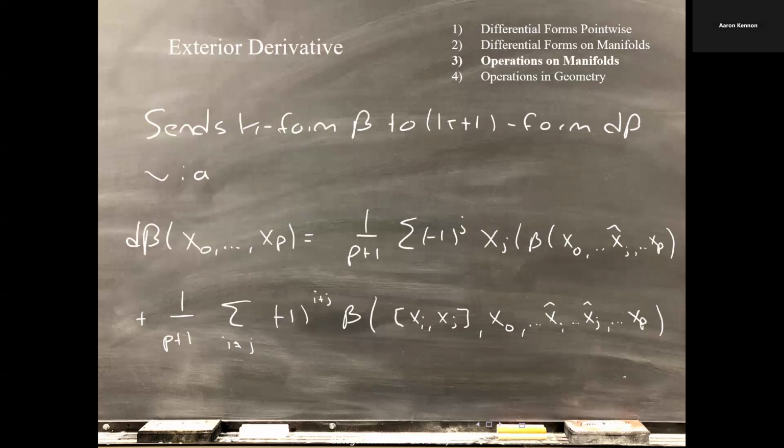Okay, so in addition to the wedge product, we have the exterior derivative, and this is going to be an operation which sends a k-form to a (k+1)-form via the expression below. The hat operation here means that in this particular term of the sum we omit xj. This will make sense in terms of the number of arguments that beta should have here.